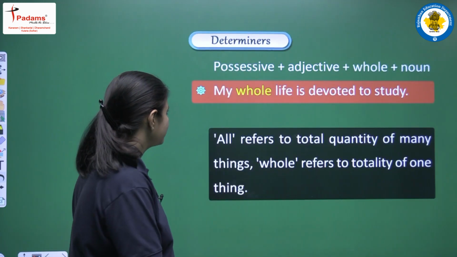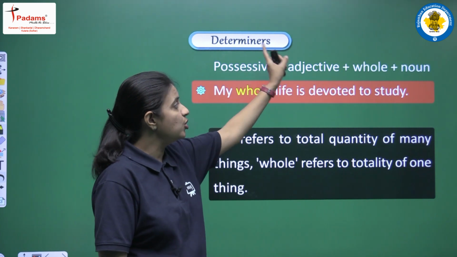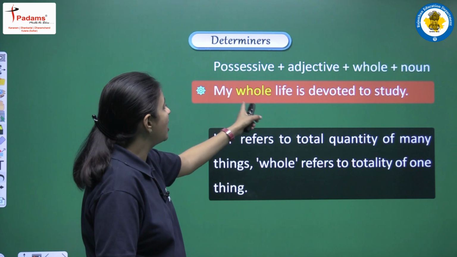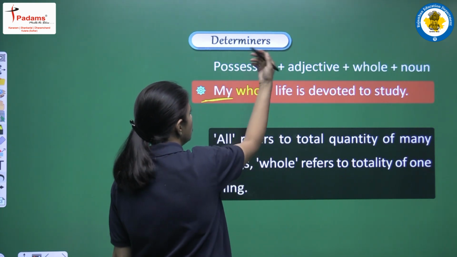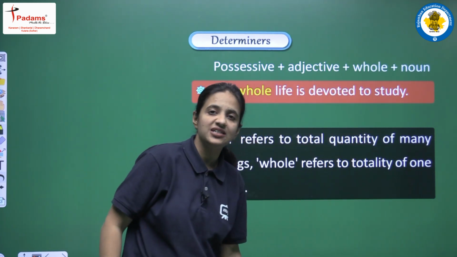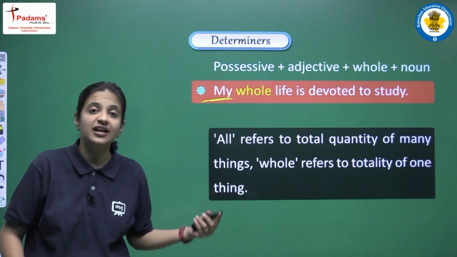Clear? Next we have possessive plus adjective plus whole plus noun. Again this is the structure. Like we have: my whole life is devoted to study. My is a possessive word, and then we say my whole life is devoted to study. So in this manner, in this structure, we can use this determiner, that is whole.